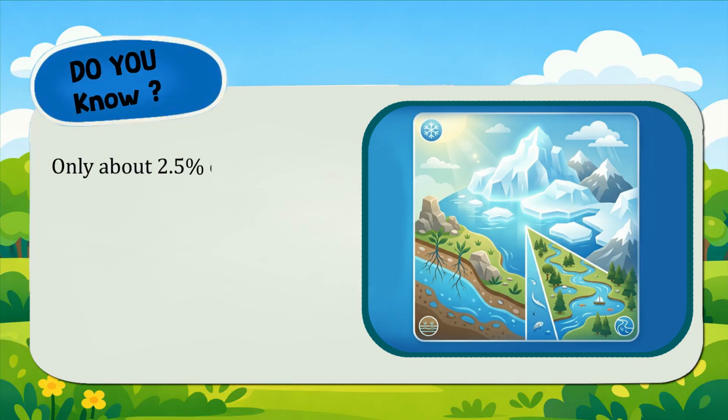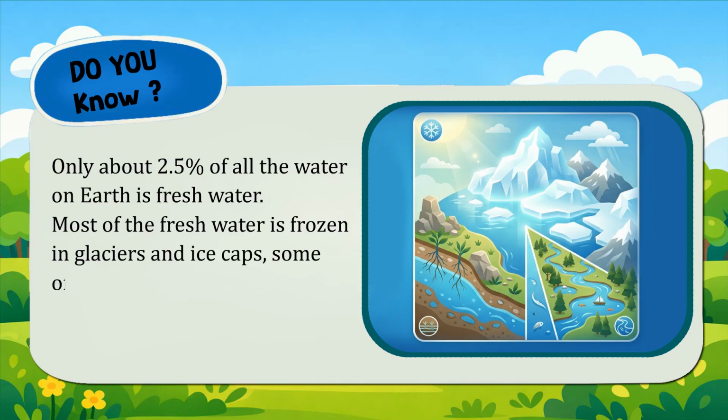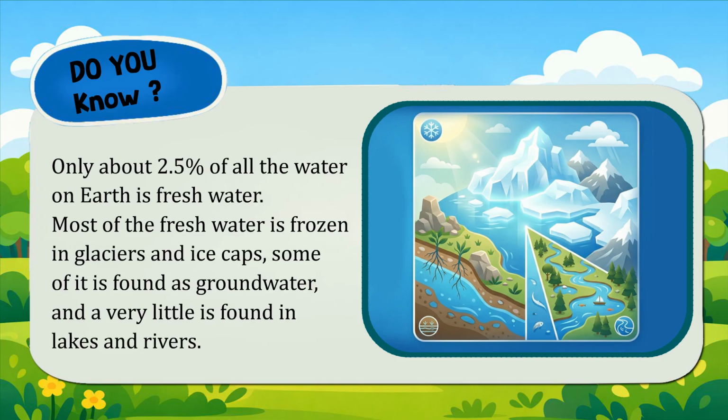Only about 2.5% of all the water on Earth is fresh water. Most of the fresh water is frozen in glaciers and ice caps. Some of it is found as groundwater, and a very little is found in lakes and rivers.